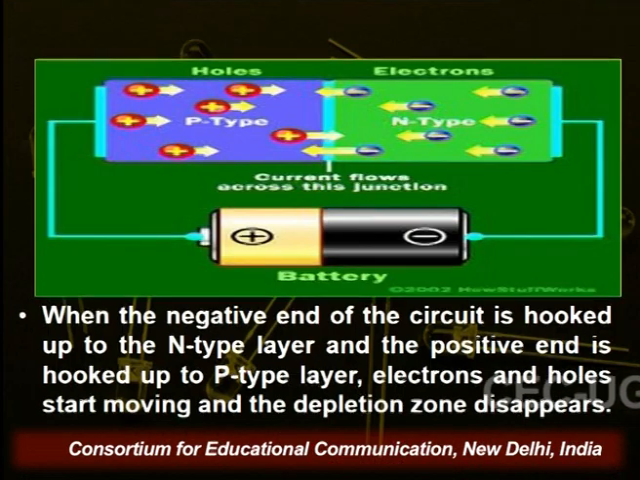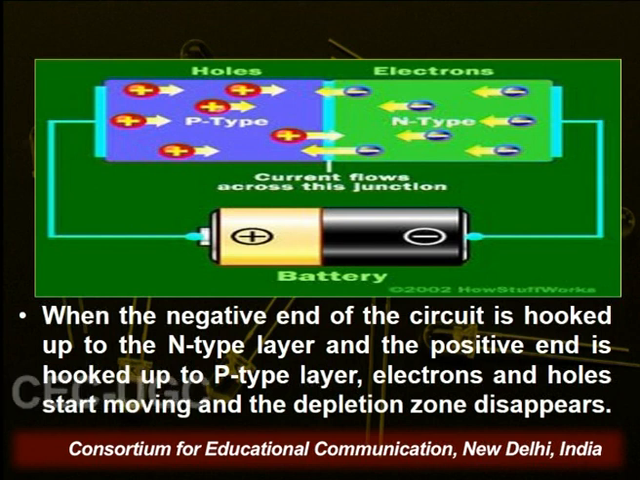You can see when the negative end of the circuit is hooked up to the n-type layer and the positive end is hooked up to the p-type layer, the electrons and holes start moving and the depletion zones disappear. This means the free electrons can easily move into the holes.